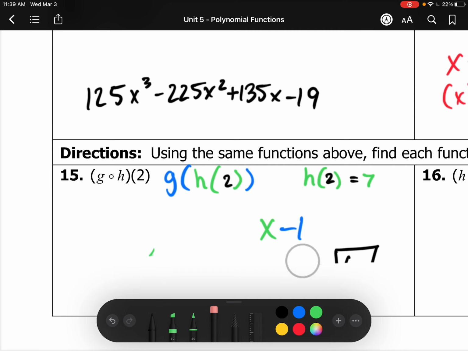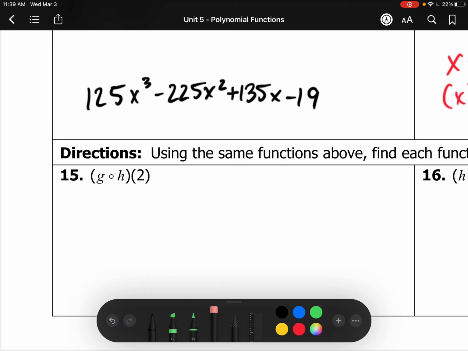And if you want, I'm going to erase this real quick. So I'm going to show you something. If you wanted to write the whole function, right? So this is g of h of 2.